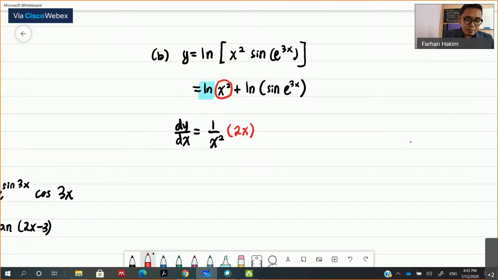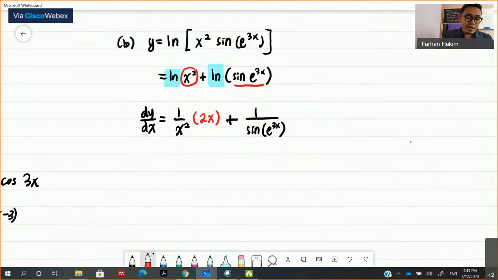Now we're going to differentiate the second term. In this case, we'll have ln of that. So differentiating ln will give us 1 over sine of e to the power of 3x. Now we have to differentiate that sine of e to the power of 3x, meaning to say that we have to differentiate this part. So differentiating sine will give us cos. Cos of what? Cos of this e to the power of 3x, all right? But we are not done yet because we have to differentiate that e to the power of 3x, right? So you have to differentiate until you get into the innermost function.